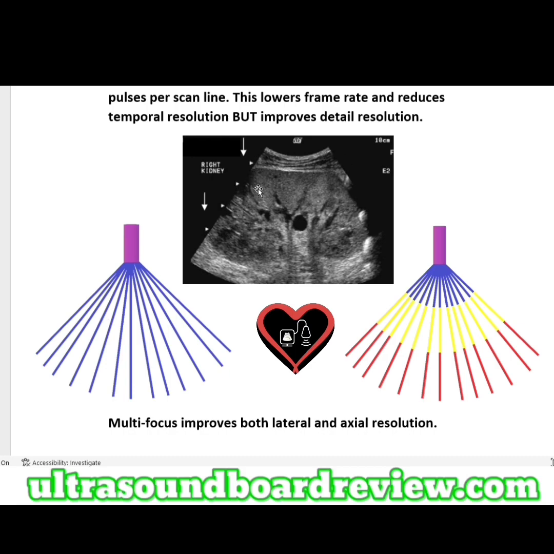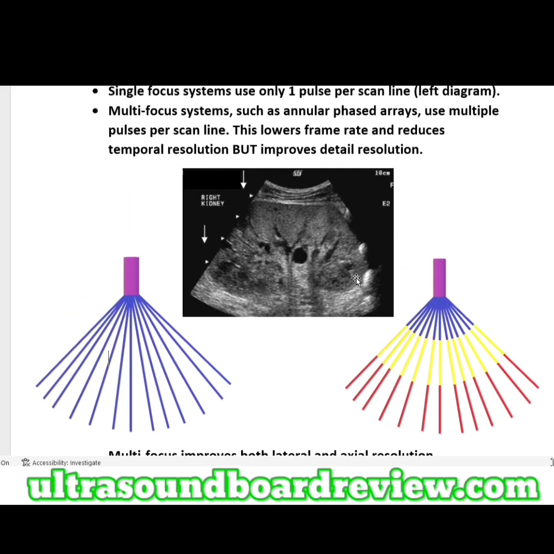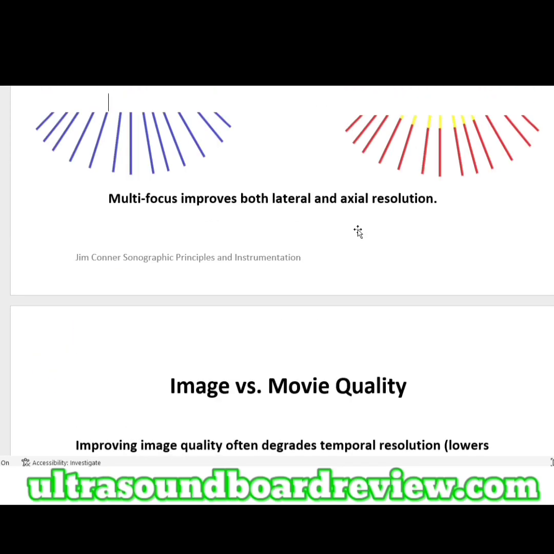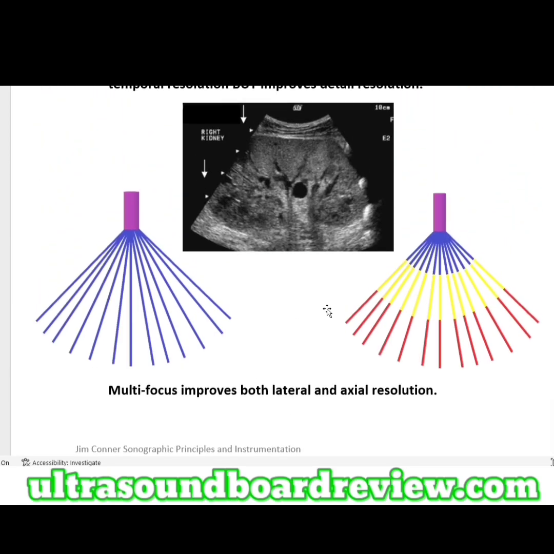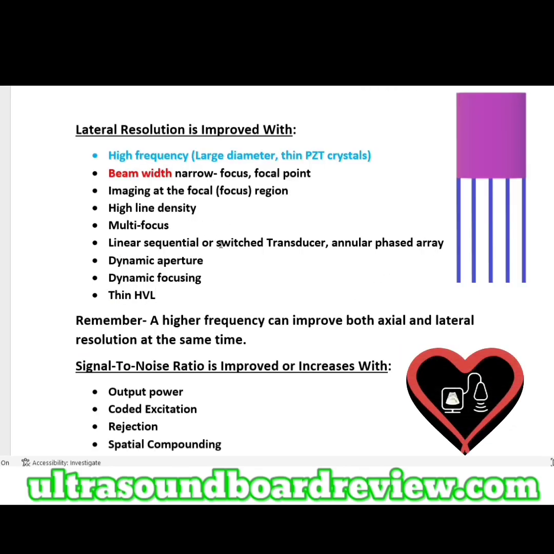Look at this image here. You see those little triangles? These are foci in this image. When we compare this diagram to this diagram, this has one focus, meaning one pulse per scan line. This diagram has 3 foci per scan line. This image has 4. So this is a great way to improve lateral resolution. But when you hear multifocus, all they're doing is they're adding another pulse to the scan line. You'll have to know the types of transducers that have the best lateral resolution.